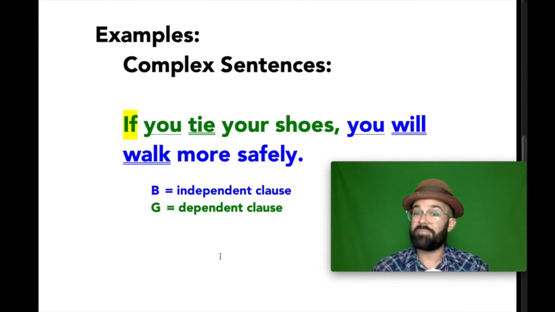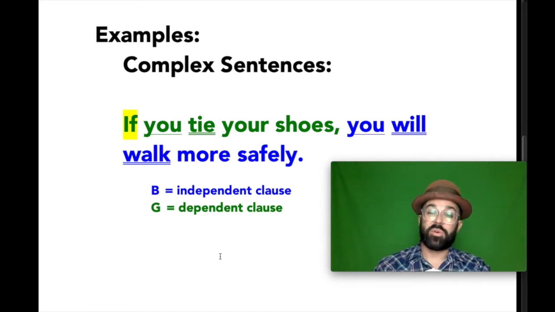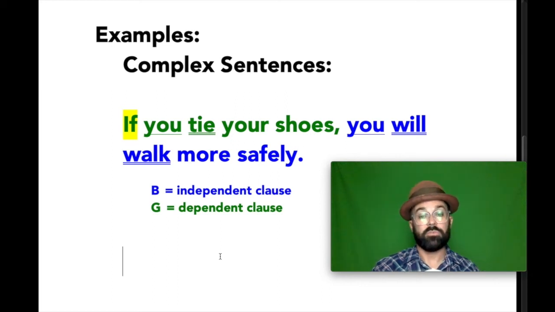I need more information. And that comes in the form of our independent clause, you will walk more safely. That could be a complete sentence, a complete thought. It's an independent clause. Put these two together and we have a complex sentence. If you tie your shoes, you will walk more safely.